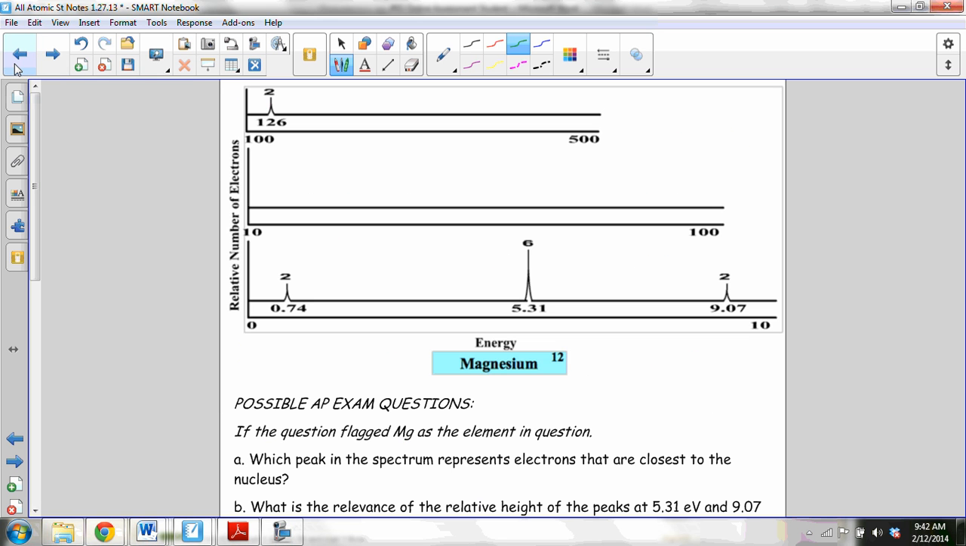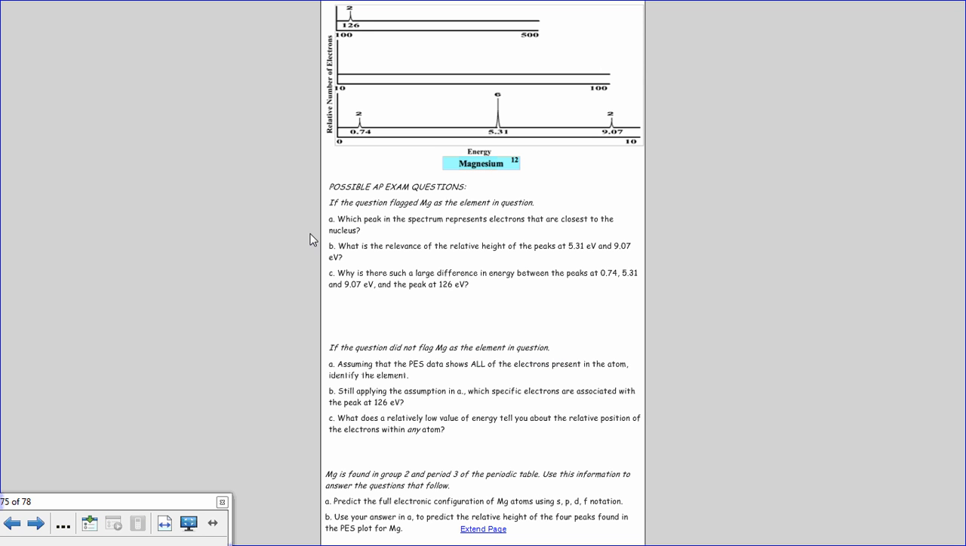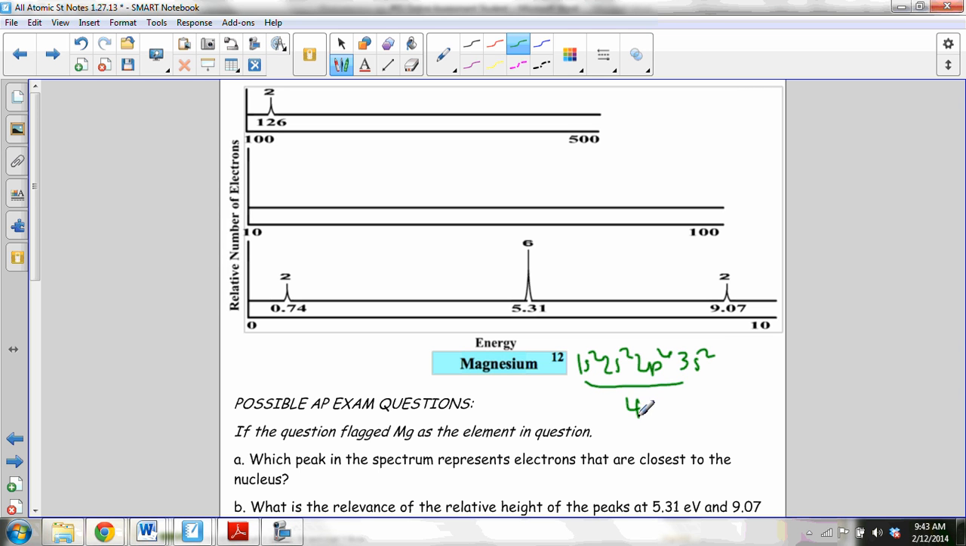The last question we're going to do is the magnesium one, just in case you ever see one with the tiered effect of all of the PES put on top of one another. This is simply for magnesium, and you'll notice that we have 4 peaks. So if you write out your electron configuration for magnesium, 1s2, 2s2, 2p6, 3s2, 4 peaks come from 4 sublevels. So that should make sense.